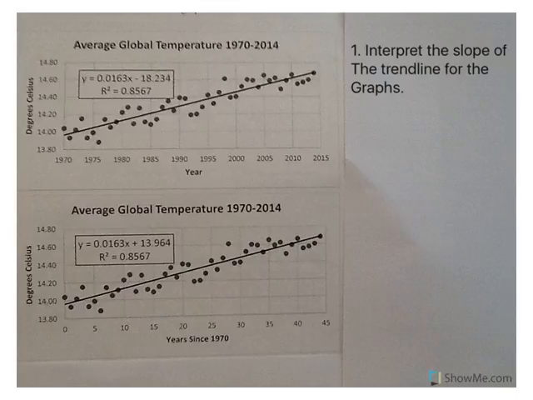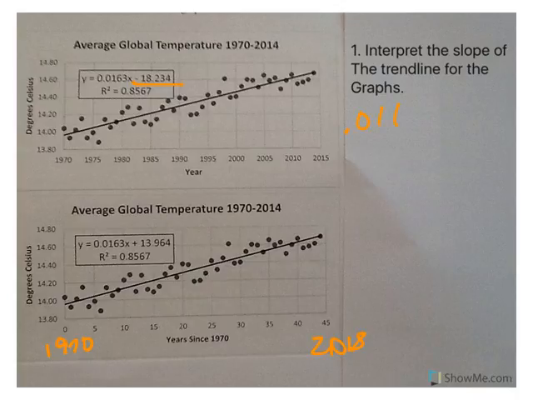We are given two graphs here, and you can see that they are the same graph. The difference is our horizontal axis. In the top one, we use the years, and it shows in the y-intercept. In the bottom we use years since 1970, so 0 would be 1970, 45 would be 2015. So you can see that's the difference. The slope is the same, so let's interpret the slope.